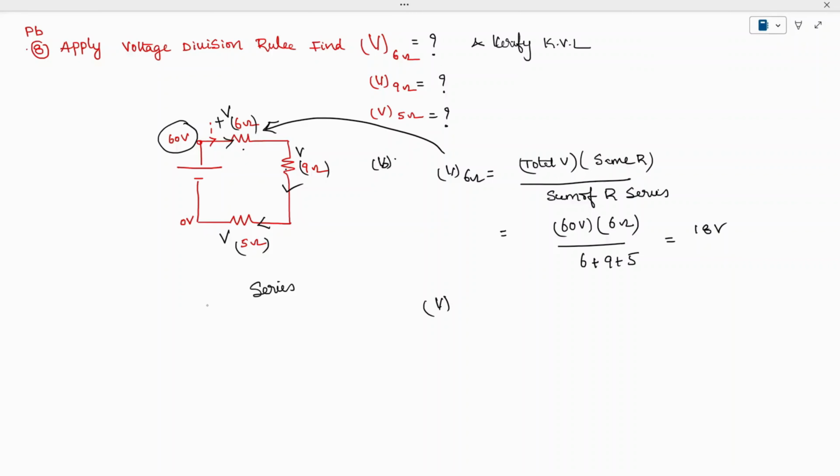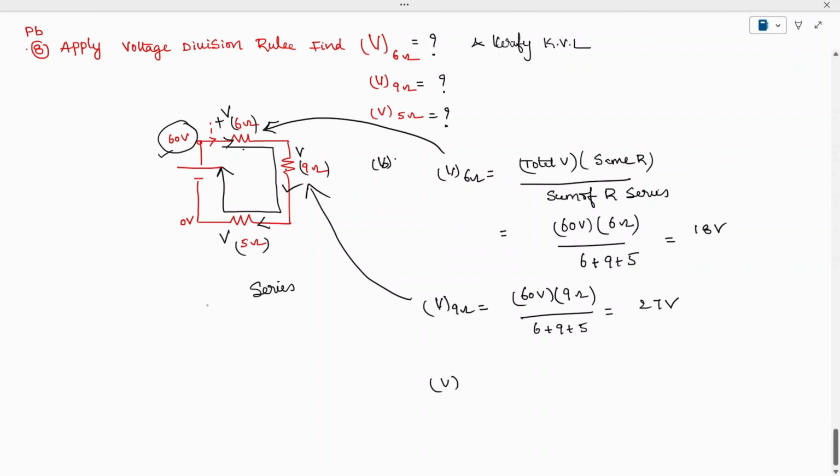Similarly, we are going to find out the voltage across the 9 ohm resistor. What is the formula? Total voltage or source voltage. Source voltage is how much? 60 volts into the same resistor where voltage is required. At which resistor do we require the voltage? 9 ohm. So that's nothing but 9 ohm divided by the sum of resistors which are connected in series. 6, 9, 5 are connected in series. Why? Because constant current is flowing. So it's nothing but 6 plus 9 plus 5, that is equal to 27 volts.